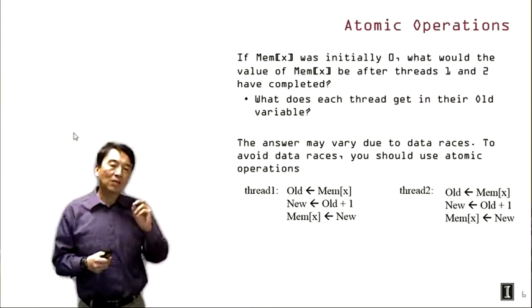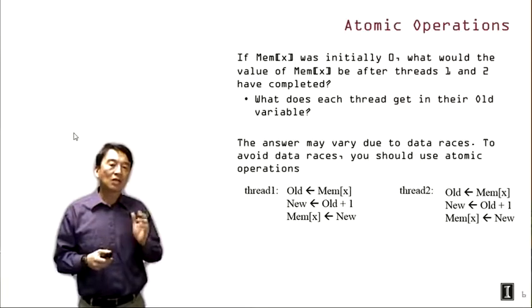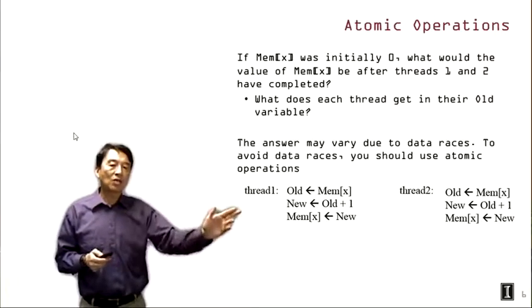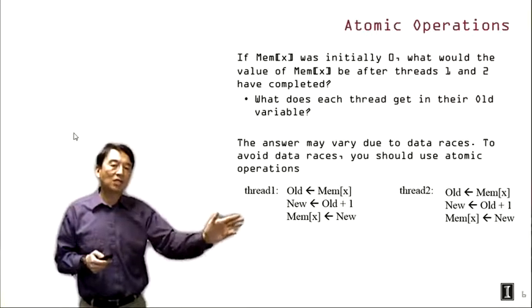But what can be really bad is when both threads are trying to update a value in a variable, and the update of one of them gets lost. So this leads to the concept of atomic operations. Here we show the read, modify, write process for each thread.